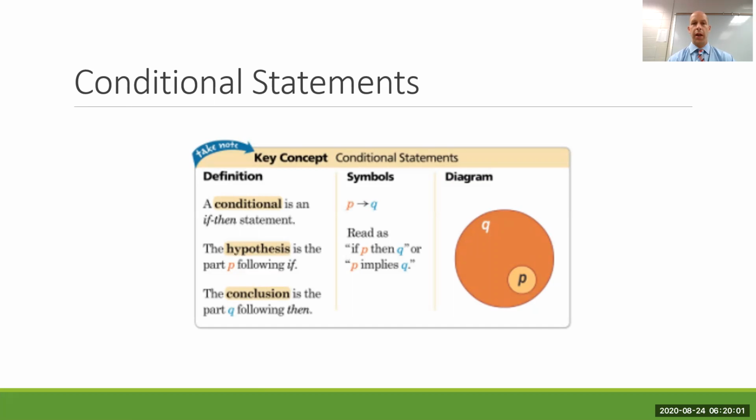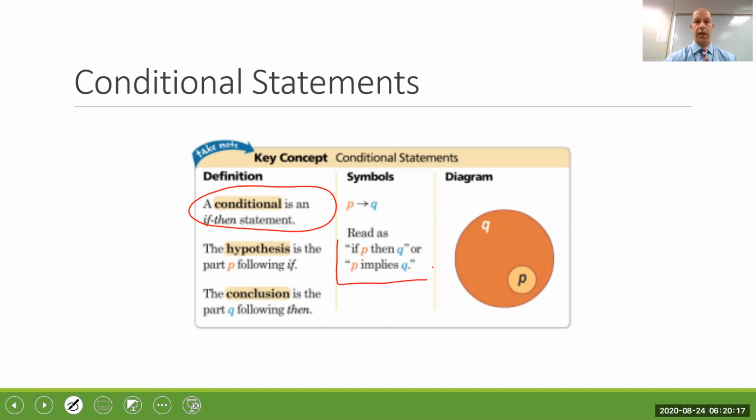So our first key idea here is what is a conditional statement? A conditional statement is just a statement that is written in if-then form. So for example, if P then Q, or P implies Q, is called a conditional statement. Here's an actual example. If it rains, then it pours. That's kind of a classic if-then statement. Symbolically, we would just write that P arrow Q.